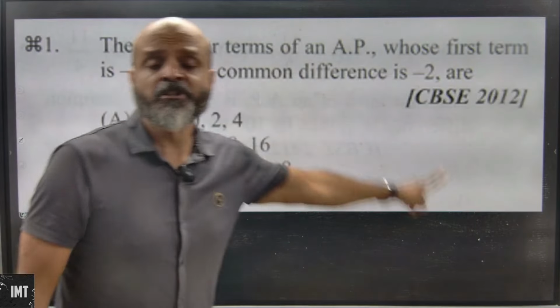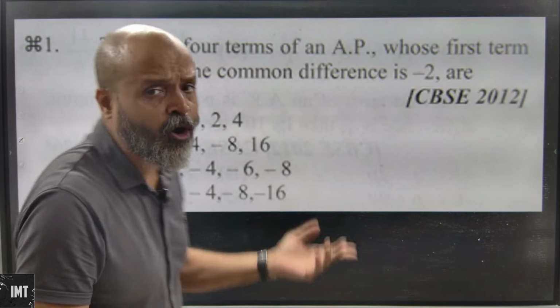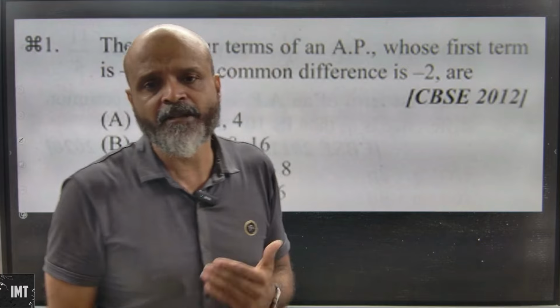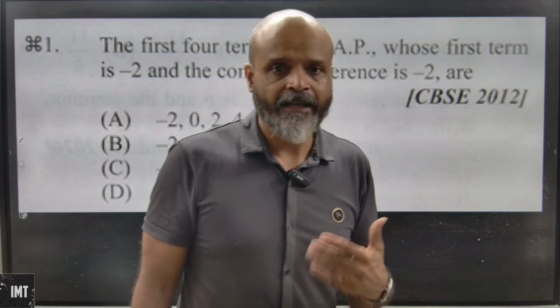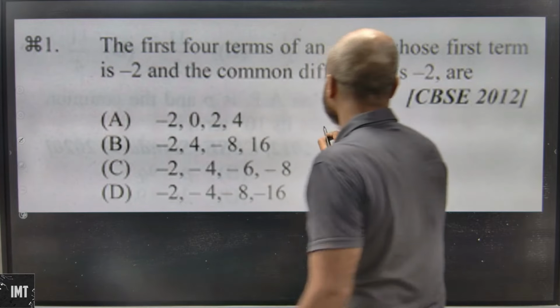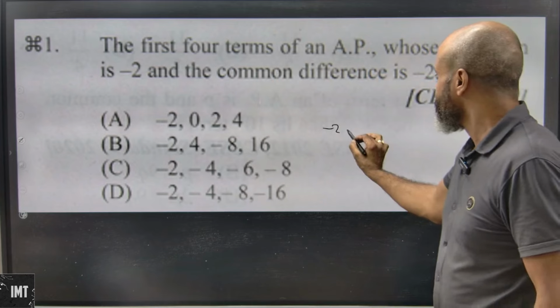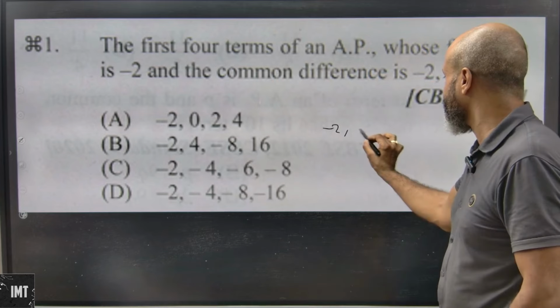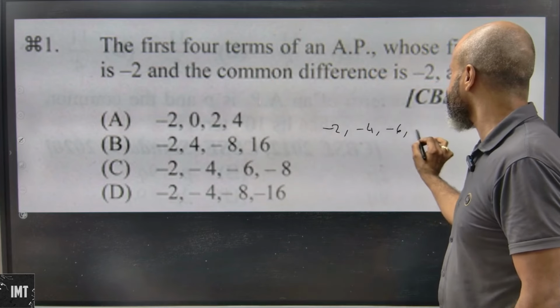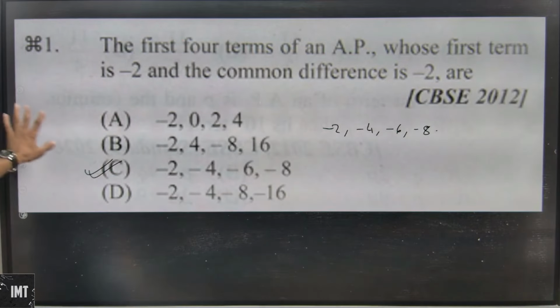We'll start with the previous year questions. Here we will have MCQs and competency based questions, which are very much aligned to your current syllabus. The first 4 terms of an AP whose first term is minus 2 and the common difference is minus 2: so minus 2, then minus 2 plus minus 2 gives minus 4, minus 6 and minus 8. A very easy sum. This will be the correct option.